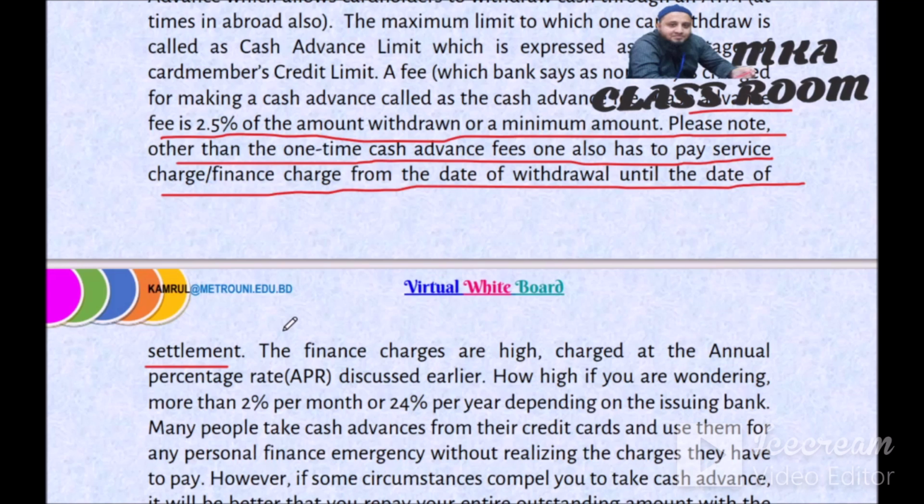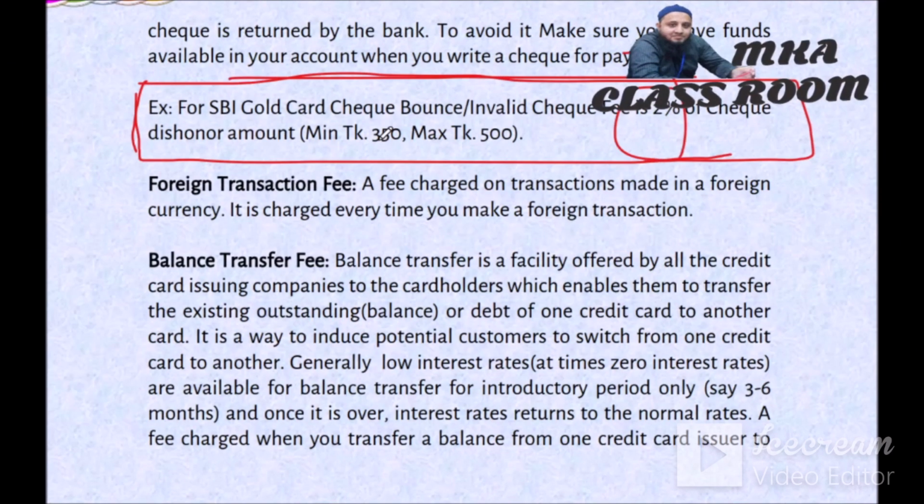Check bounce or invalid check fee. Giving an invalid check, or a check being returned or bounced from your bank, is charged each time your check is returned by the bank. To avoid it, make sure you have funds available in your account when you write a check for payment. It's like whenever you use your card and you have to pay by check, and if your check is bounced, then you have to pay charges. Generally, the check bounce or invalid check fee is 2% of the check dishonored amount, with a minimum of 350 taka and a maximum of 500 taka. So that is the check dishonor fee or check bounce fee.